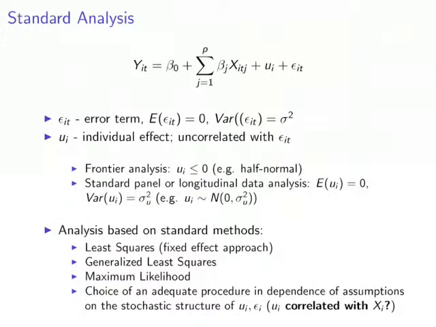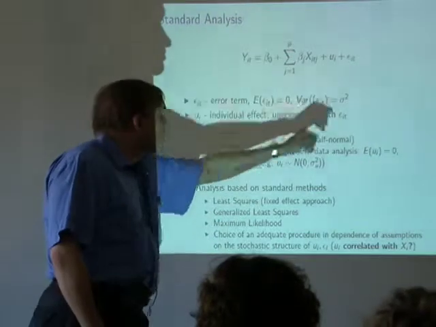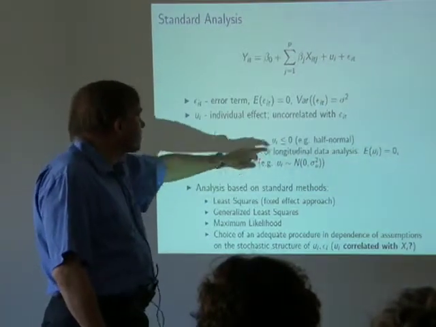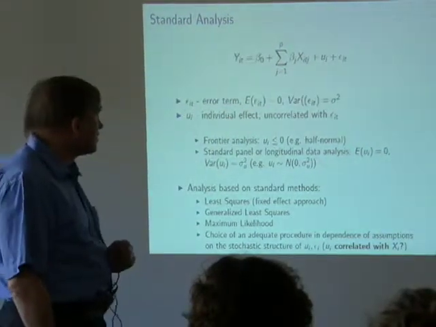Okay, so the standard analysis, well, it's just a standard panel model. You have the usual assumption, the error term has expectation 0 and variance sigma square, and the individual effect U is uncorrelated with epsilon. In frontier analysis, we will assume U is smaller than 0, but this is only a question of standardization. In standard panel data analysis, you will usually have that the U's also have mean 0 and some variance, sigma square U, which is different from this sigma square. But as I said, you can transform this into that if you just change the beta. That's just a question of standardization.